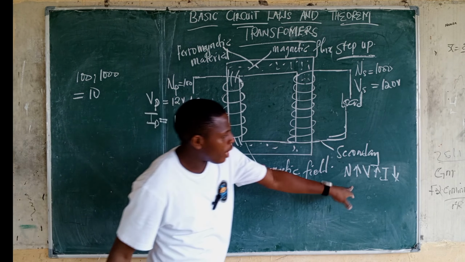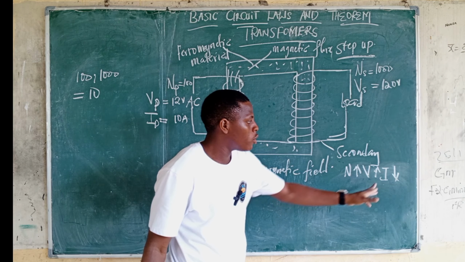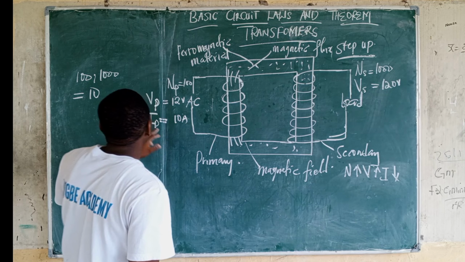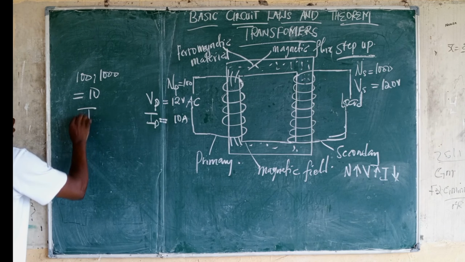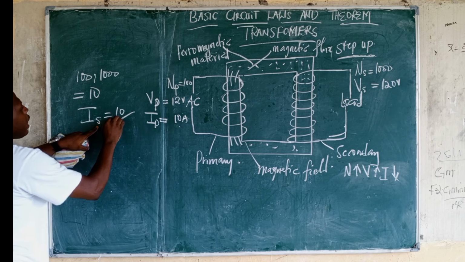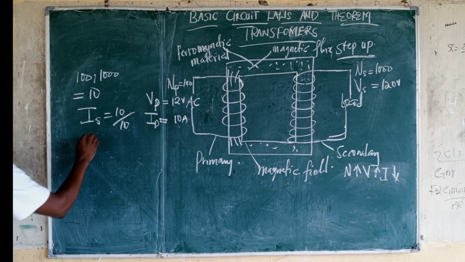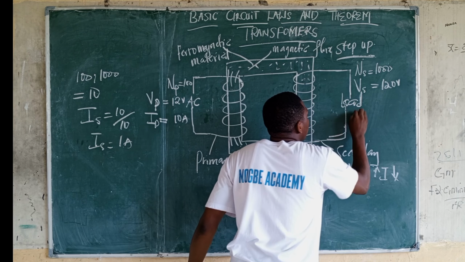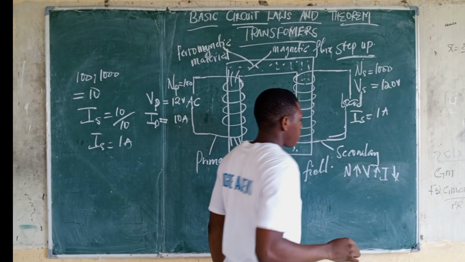Now, come back to what I gave you. As you move from primary to secondary, the number of turns increases, voltage increases, but current reduces. When we are talking about reduction in current, it means divide what you are given by the ratio you got. So to get Is, the current in the secondary, it means 10 amps divided by 10, the ratio. So you have Is to be 1 amp.